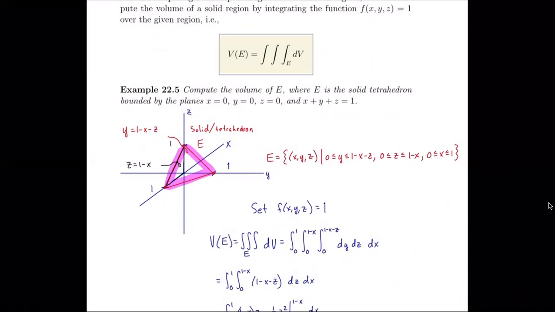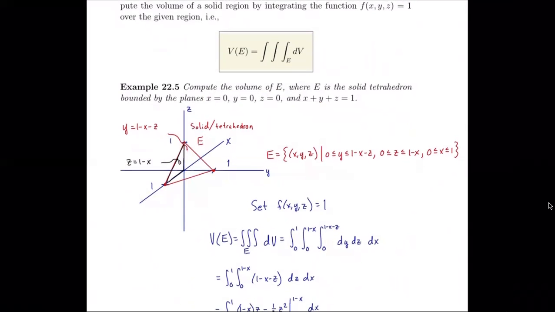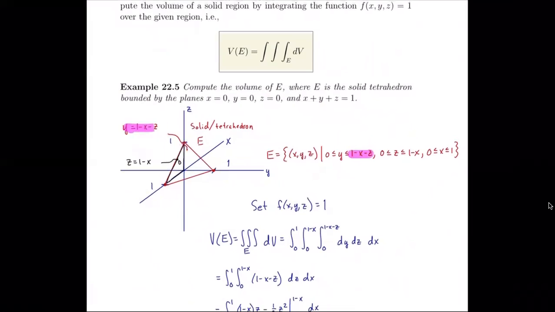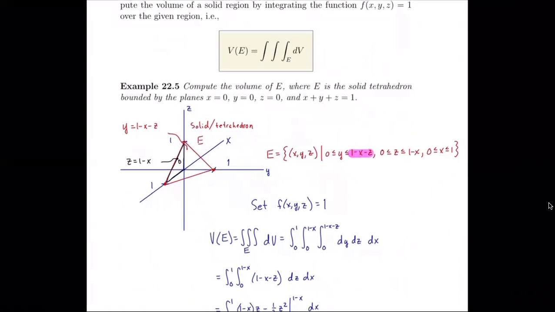Okay, so doing that in a natural order to express the solid E, we'd say that it's points x, y, z such that y is bounded by 0, and again, that is the xz plane when y is equal to 0, and it's less than or equal to 1 minus x minus z. That is us rewriting the equation of this plane by solving for y. Okay, so values of y range from 0 to 1 minus x minus z.